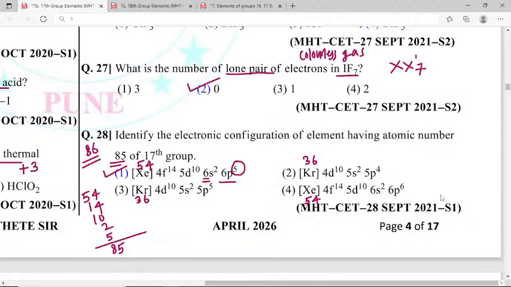Count the number of electrons: 54, 10, 14, 2, 5. 54 plus 10 is 64, plus 14 is 78, plus 2 is 80, plus 5 is 85. I think 85 is your answer.